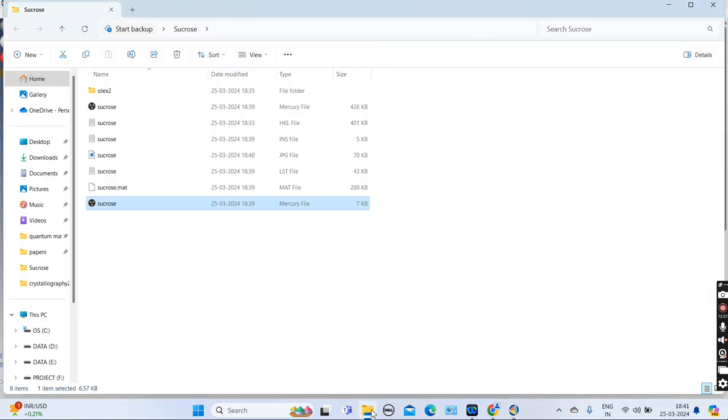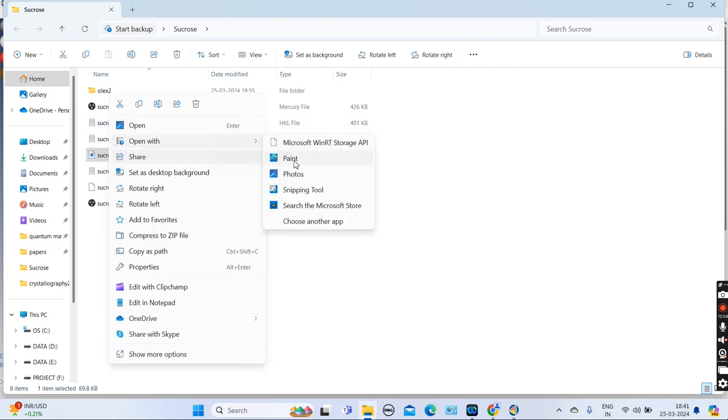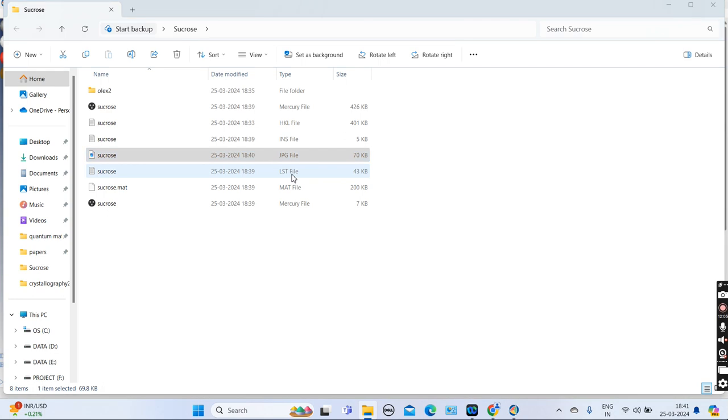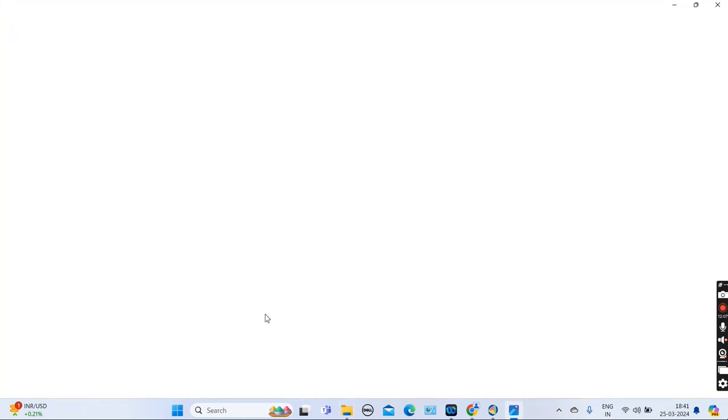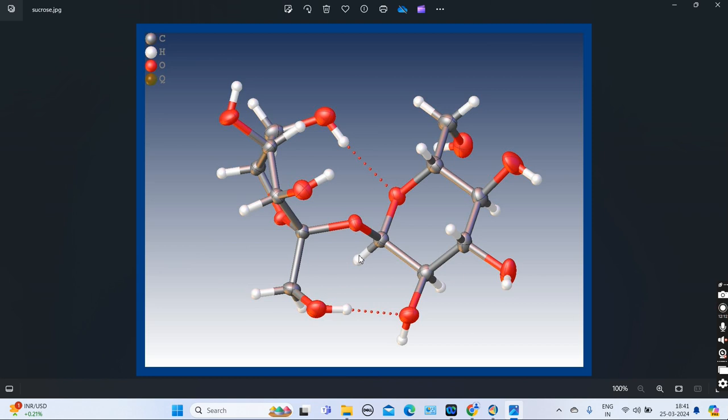Go to your folder. Here you can see the sucrose JPG file is created. Right click and you can open it in any program. You can see the final structure. This you should use in all your reports.